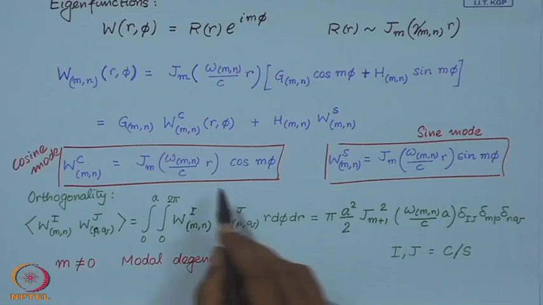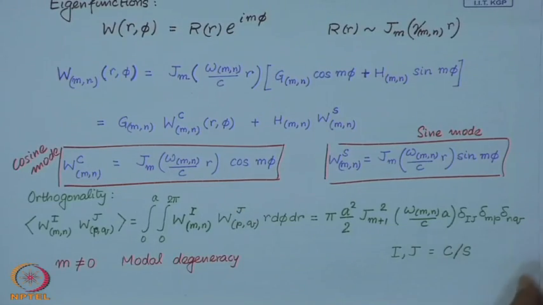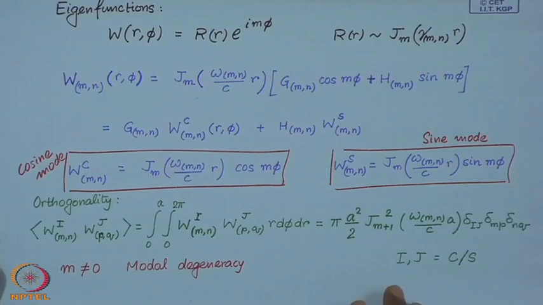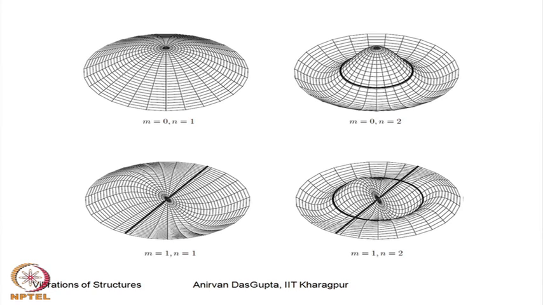Now, let us see how the modes look like. In this figure I have plotted out some of these modes. These two are the symmetric modes, m equal to 0, and this is the first, corresponding to the first root, so n equal to 1, and this is n equal to 2. As n increases, you have these nodal circles. So, this is a nodal circle, and these are axisymmetric modes, as you can see. So, n equal to 2 has one nodal circle, n equal to 3 will have two nodal circles.